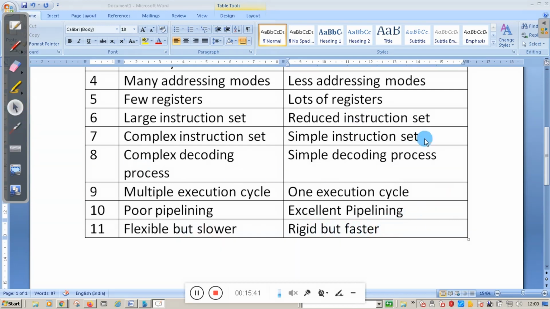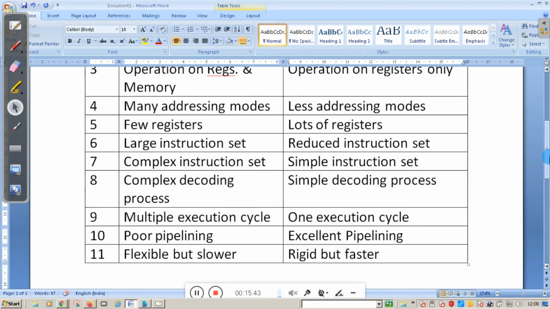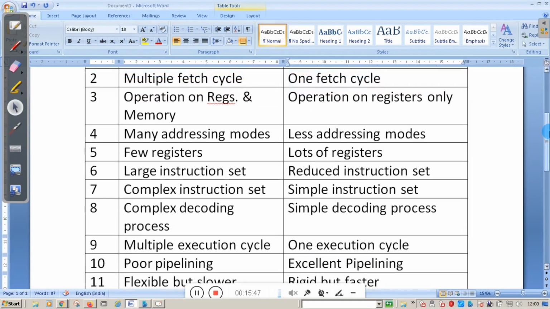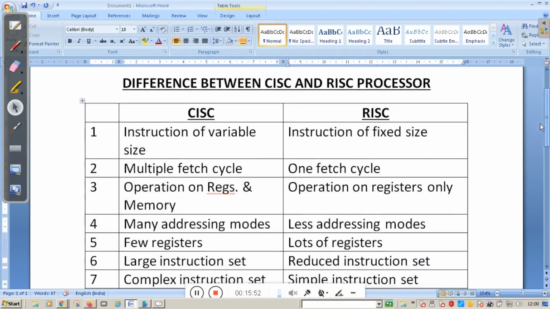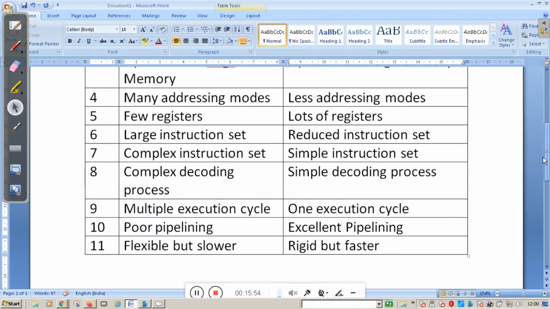So, student, this is the difference between the CISC processor and the RISC processor. Very important. It's an important question from the exam point of view. What is the difference between the RISC processor and the CISC processor? Very important question from the exam point of view.